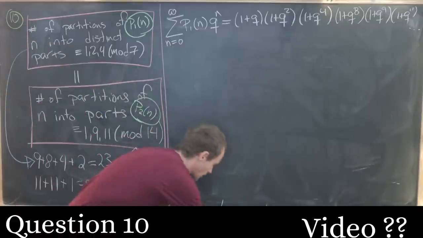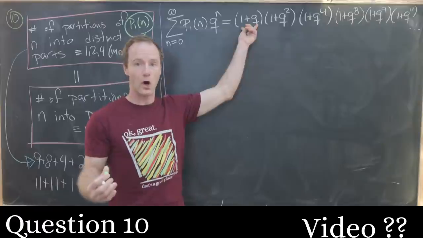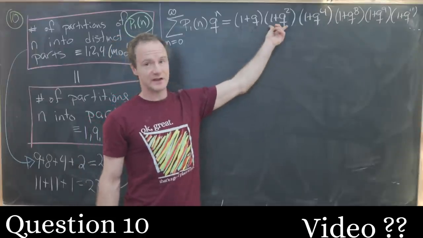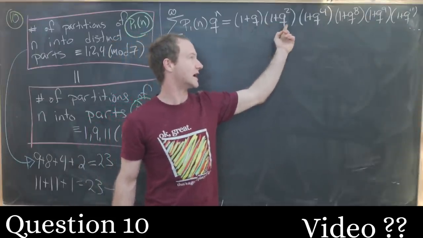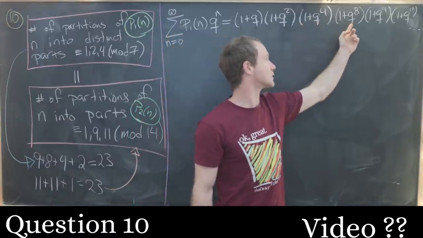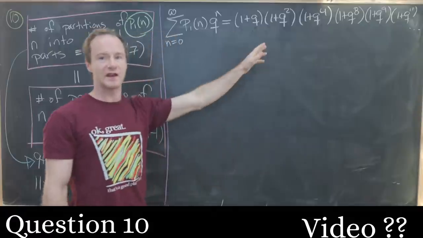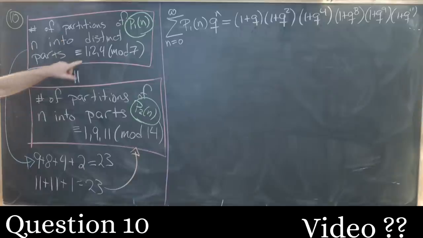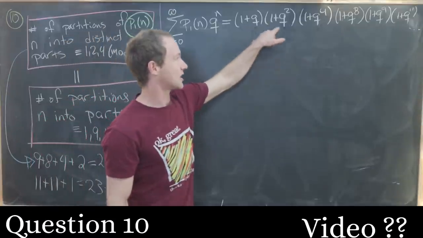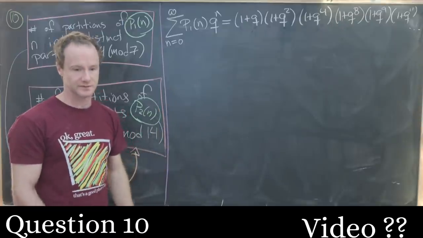Okay, so let's maybe just talk our way through that. This portion of the product represents using the number 1 in the partition either 0 times or 1 time. This represents using the number 2 either 0 times or 1 time. Now you can see where we're going. This represents using the number 4 0 times or 1 time, the number 8 0 times or 1 time, the number 9 0 times or 1 time, and so on and so forth. But we need an infinite product because we're allowed to use all numbers that are 1, 2, 4 mod 7, but we're not allowed to use them more than once. That's why we truncate each of these, what would generally be infinite series, as short polynomials.